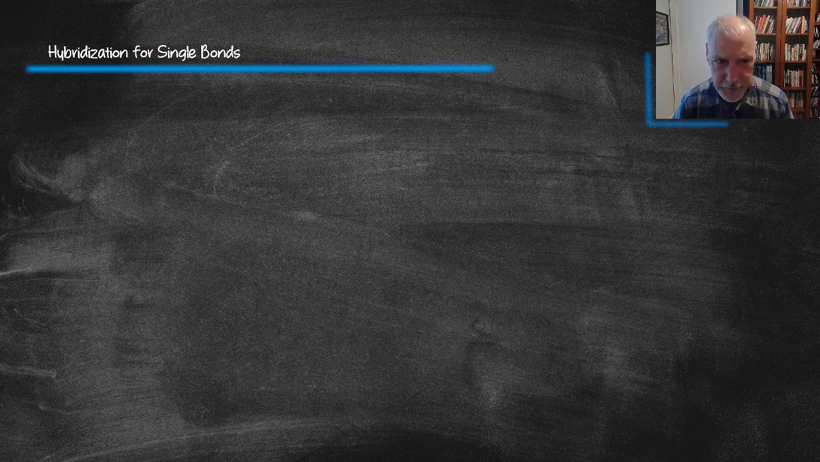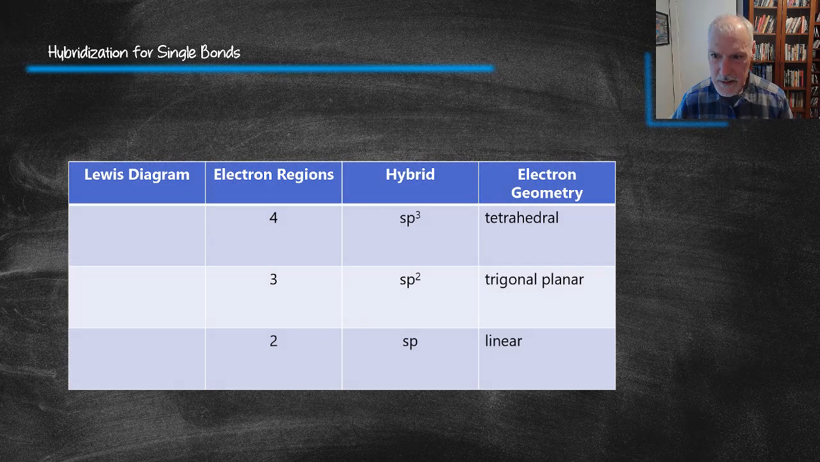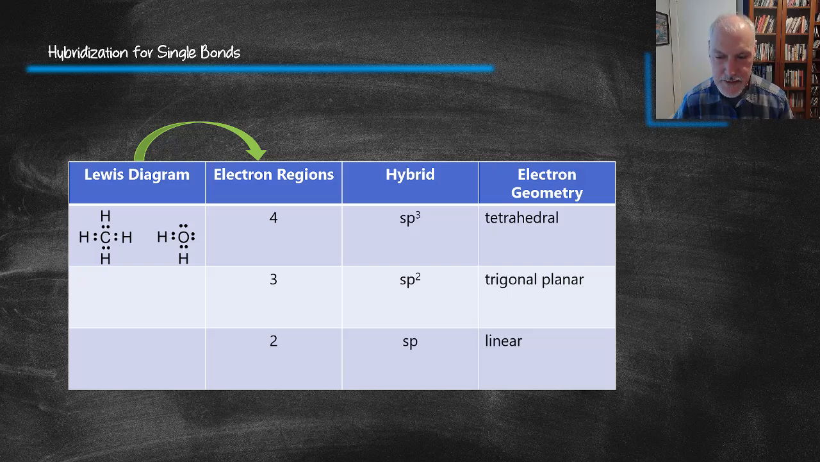Let's summarize what we've learned so far. Our electron regions demand certain types of hybrids. So let's look at our first two models, methane and water, both with 4 electron regions. They require an sp3 hybrid, and the sp3 hybrid has a tetrahedral shape with bond angles of about 109.5 degrees. So the Lewis diagram predicts the number of electron regions, and the number of electron regions dictates the hybrid.